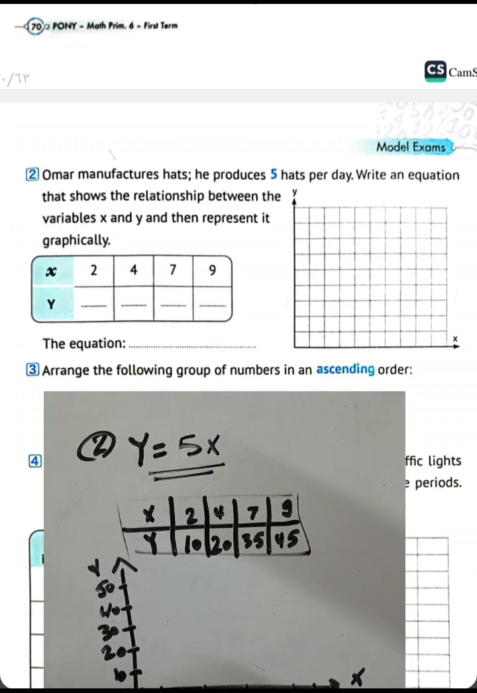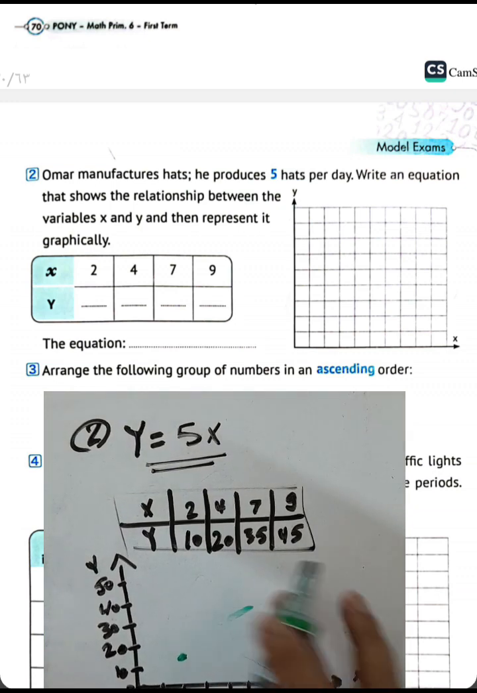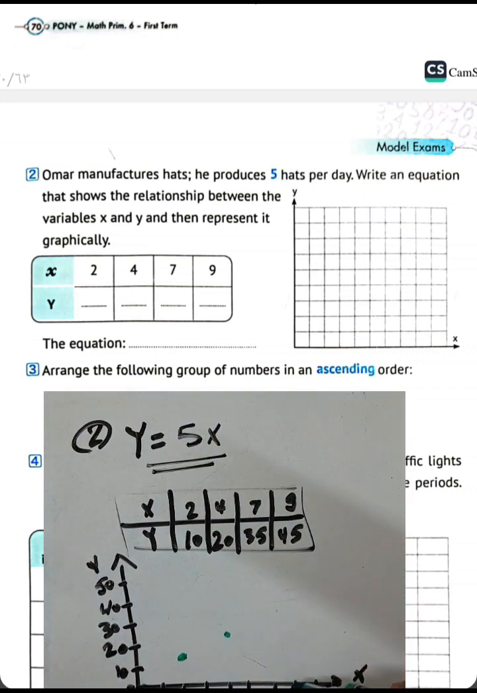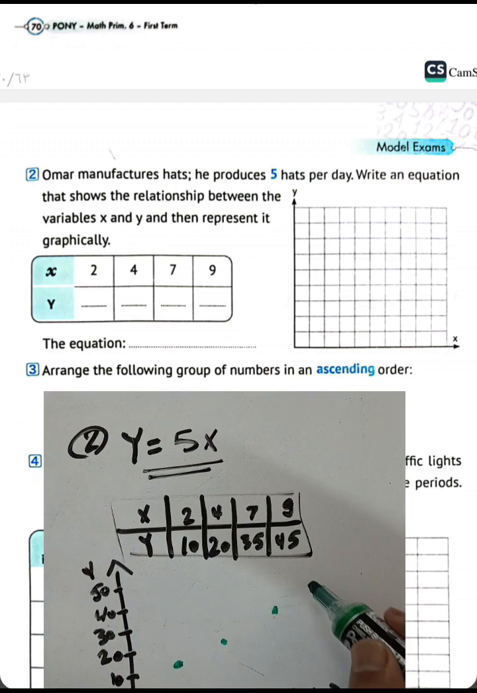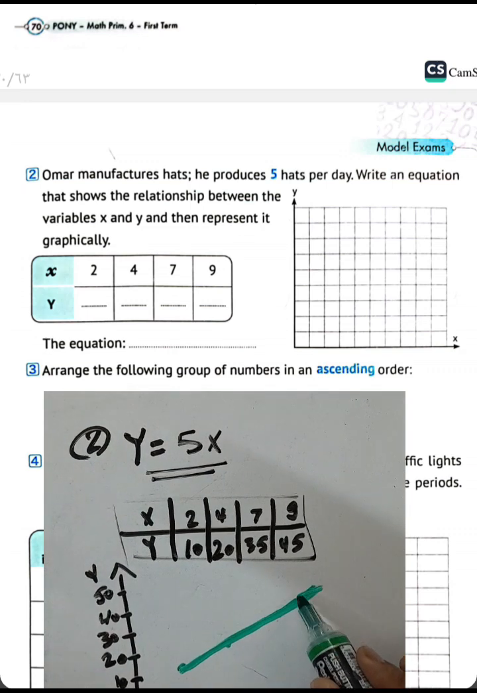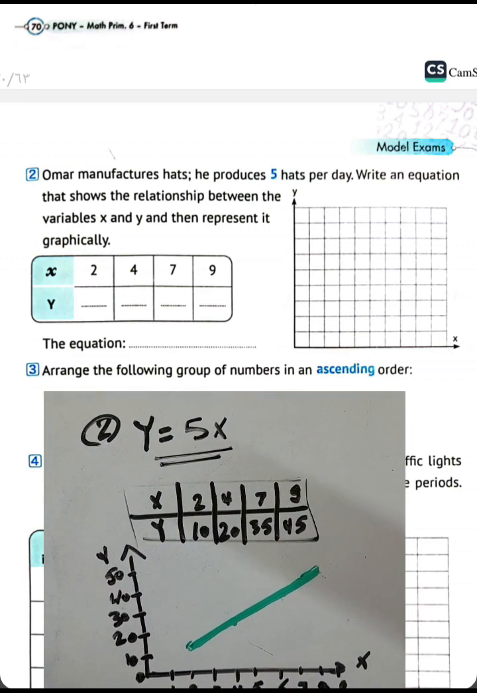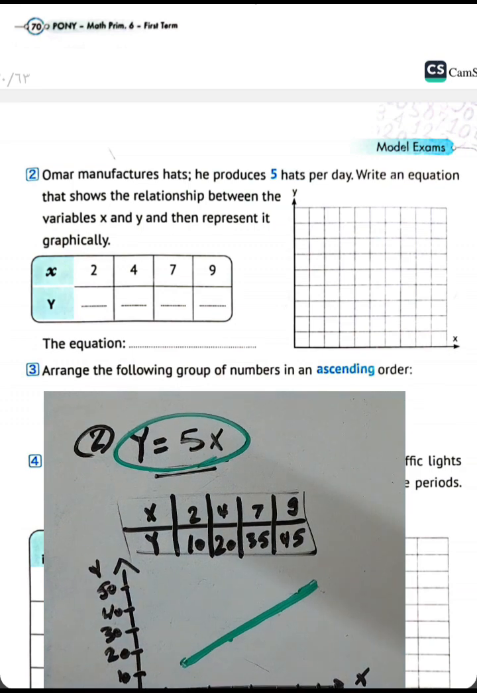From 2 to 10, the image here is 10. 4 to 20. 7 to 35 lies between 30 and 40 here, and 9 to 45 here. Then we will draw a line here, and the equation will be y equals 5x.